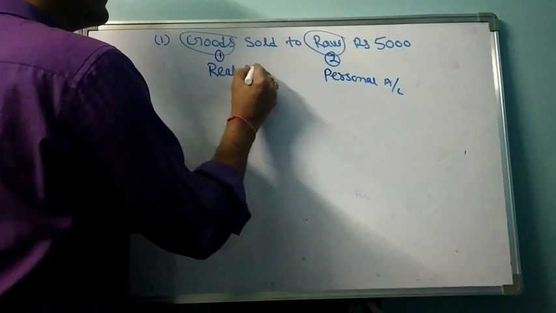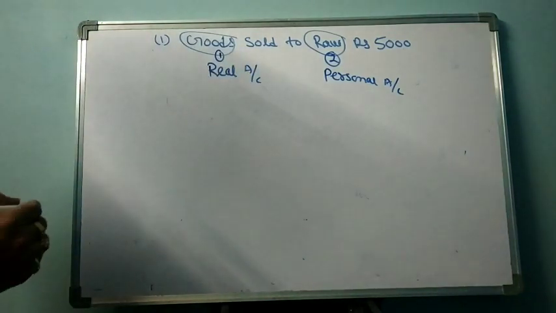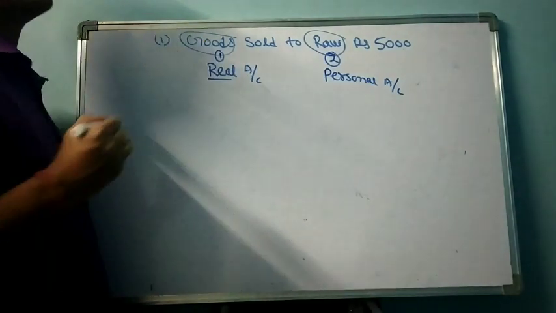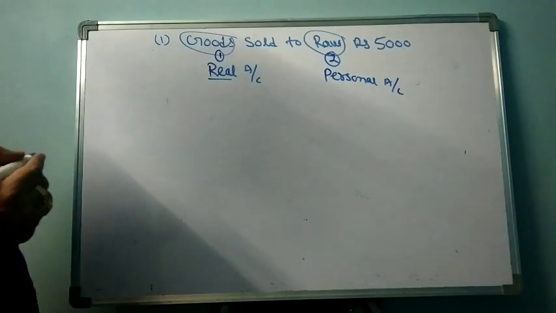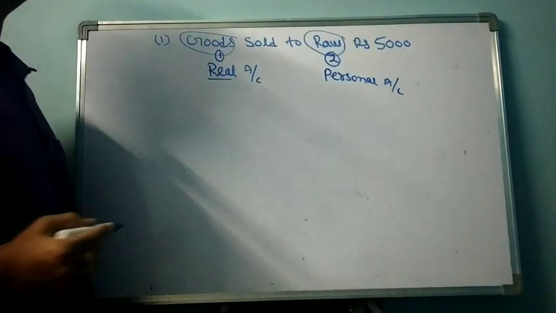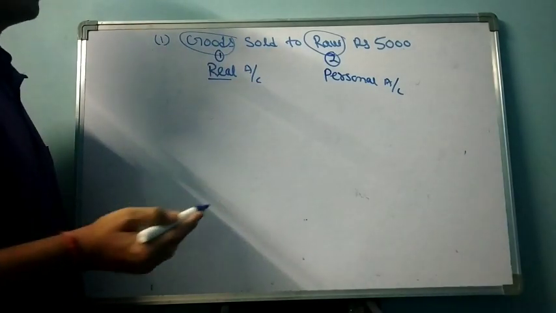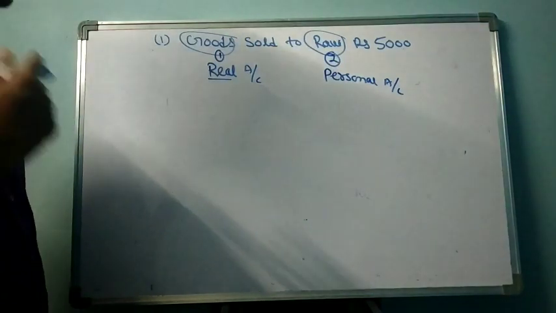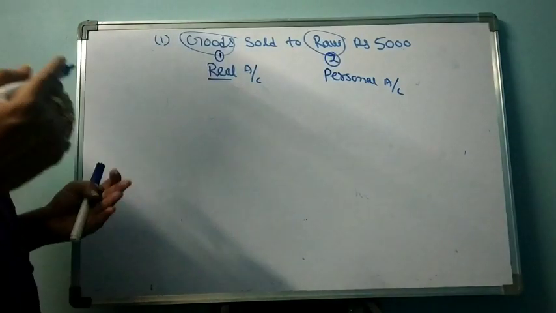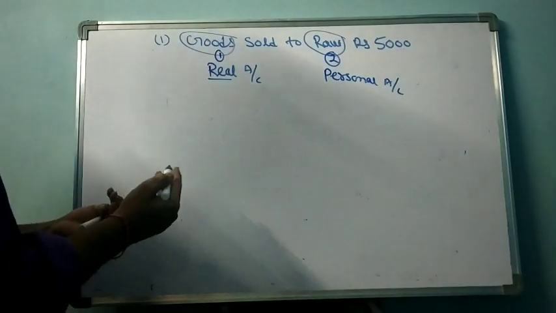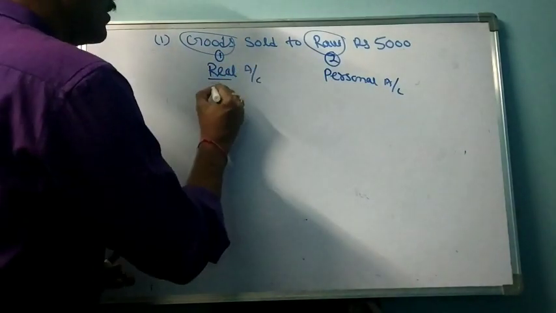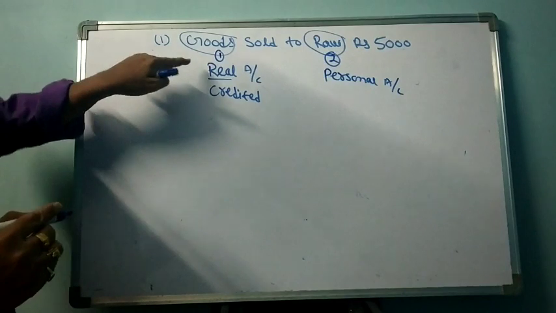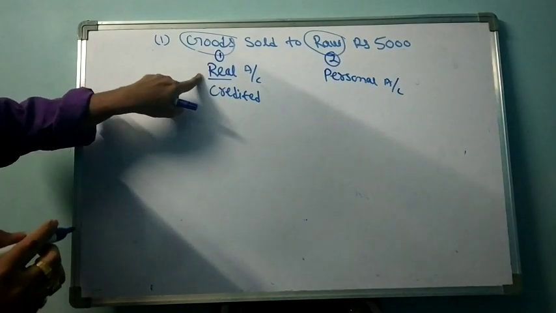So you identified the types of accounts. Then you apply the rules of accounts. Rules of real account: debit what comes in, credit what goes out. We are selling goods. Selling goods means goods are going from the business. You should always think from the business point of view, not from Ravi's point of view. We are selling goods to Ravi, that means the goods are going out of the business. Debit what comes in, credit what goes out. Goods are going out, so goods should be credited. You apply the rules of real account because goods comes under real account.